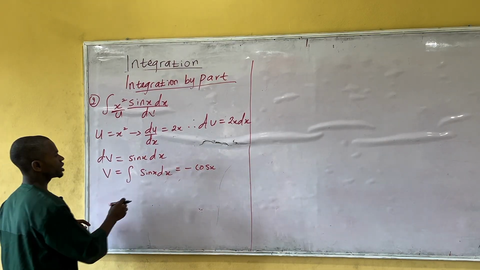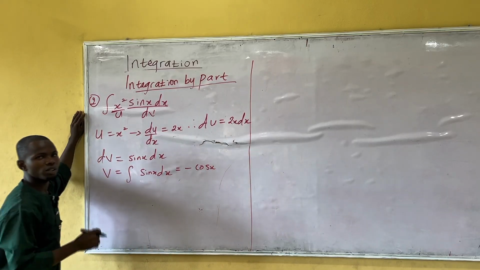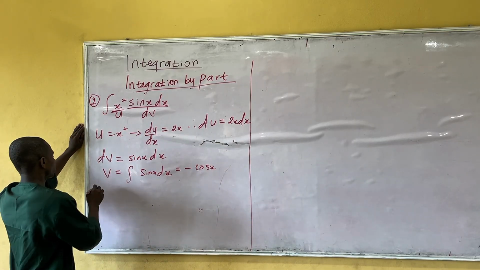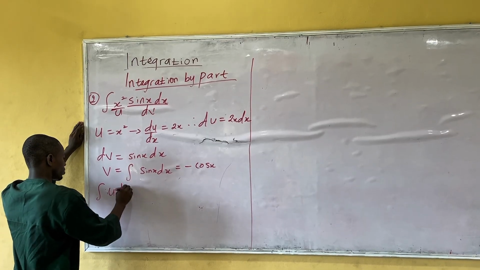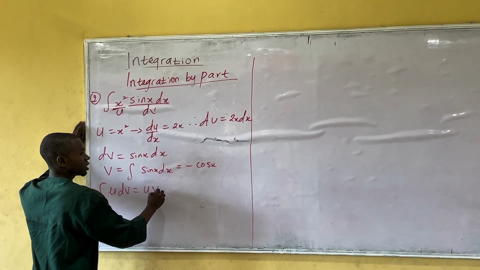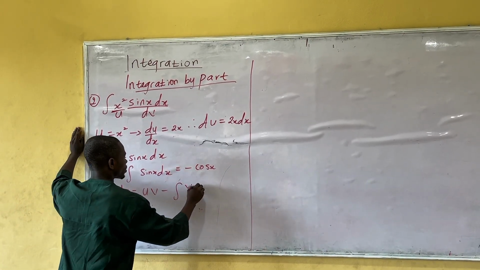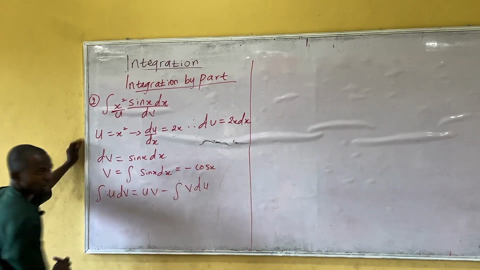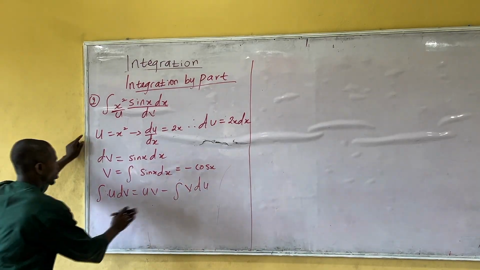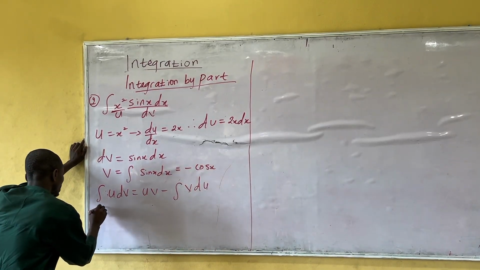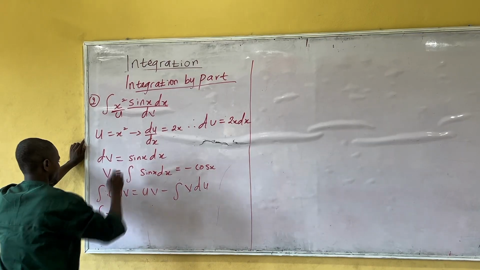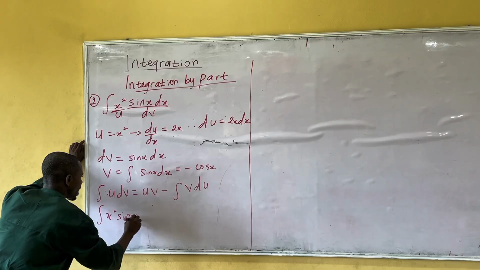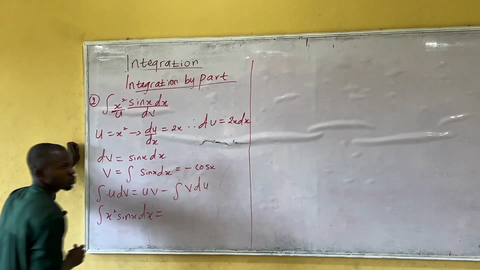So I will now slot all these values into the formula of integration by parts. The integral of u dv equals uv minus the integral of v du. That's the formula for integration by parts. So by the nature, it will now be the integral of x squared sine x dx equal to uv.